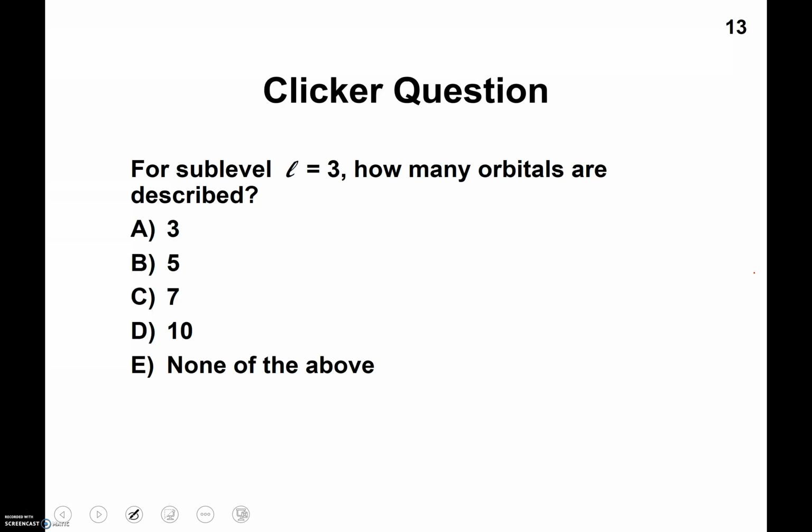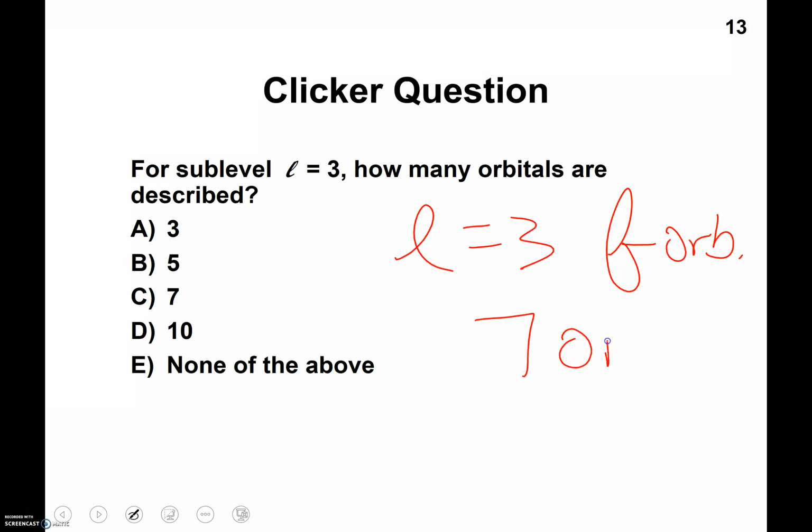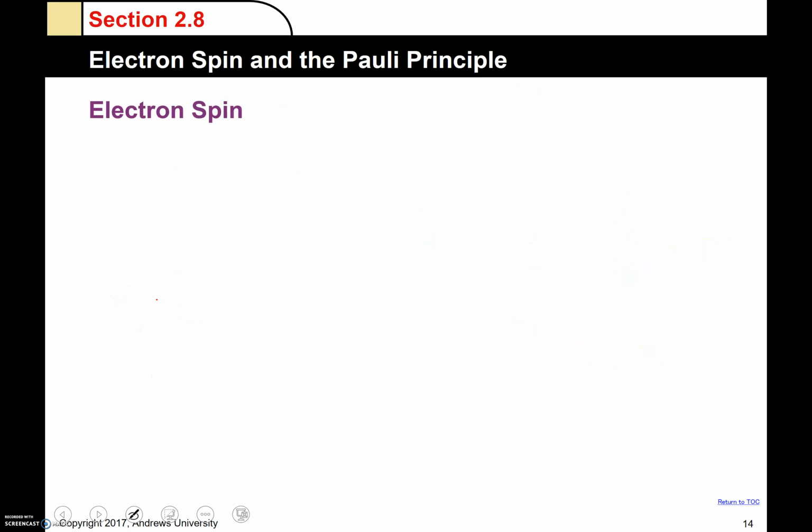For L equals 3, how many orbitals are described? Well, L equals 3 is dealing with, let's see, 0, 1, 2, 3. This is the F orbitals. There are 7 F orbitals. So we're dealing with 7 F orbitals then.